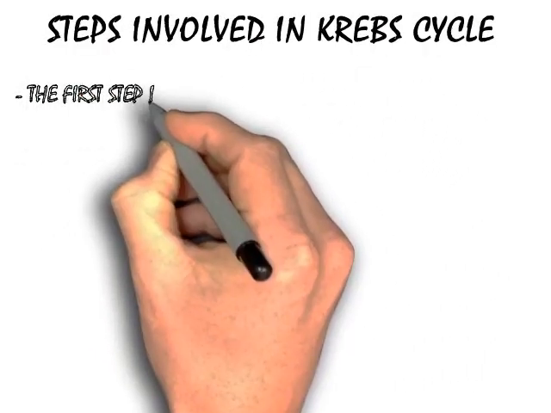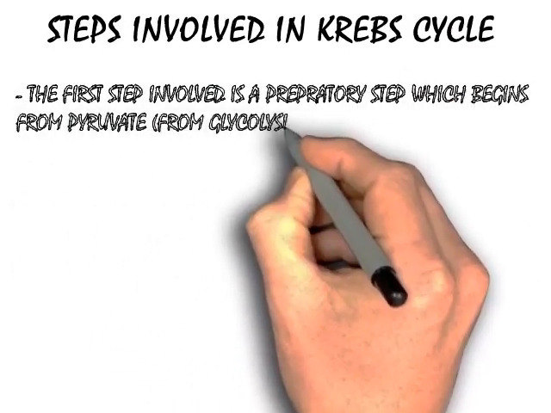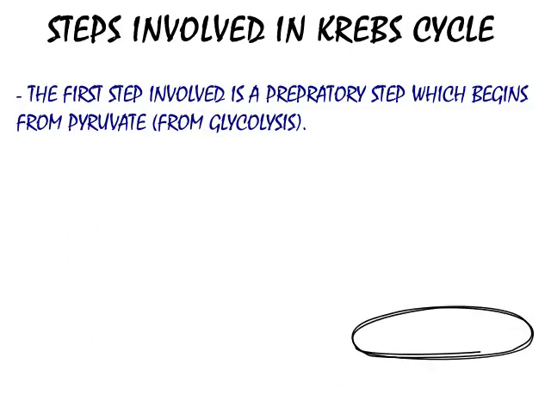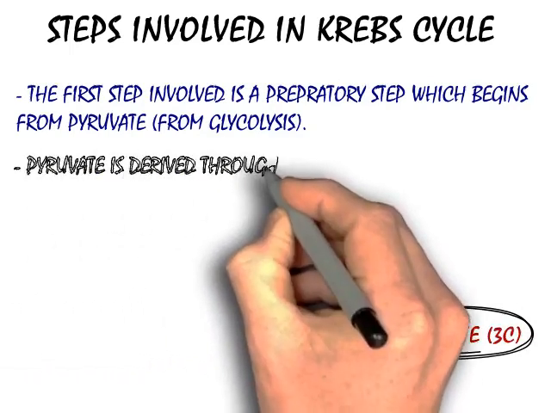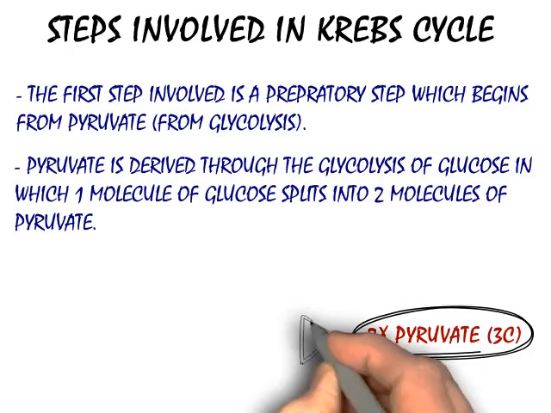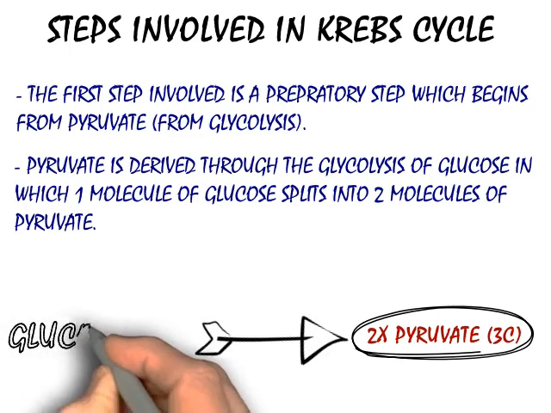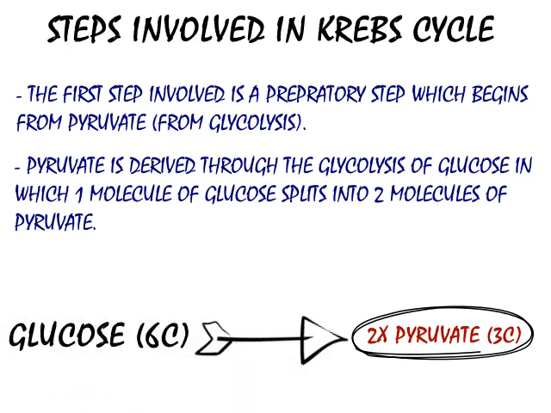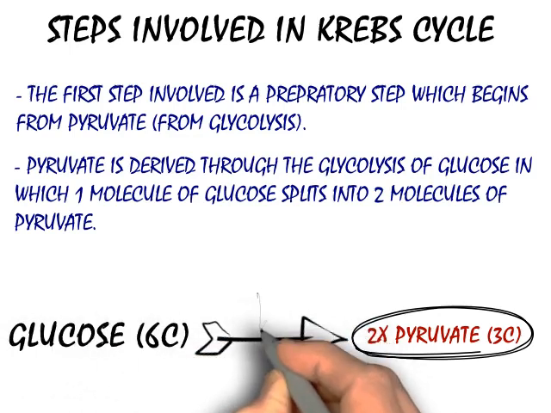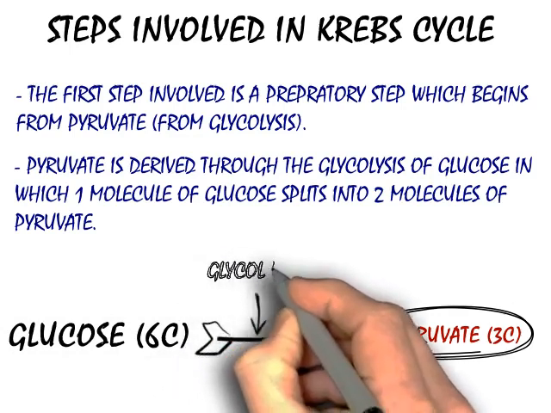The very first step is a preparatory step, which begins from pyruvate. Pyruvate is derived through glycolysis of glucose, in which one molecule of glucose splits into 2 molecules of pyruvate. About glycolysis, we have a separate video, so you can find the link in the description below. Now this is a very important concept, please pay attention.